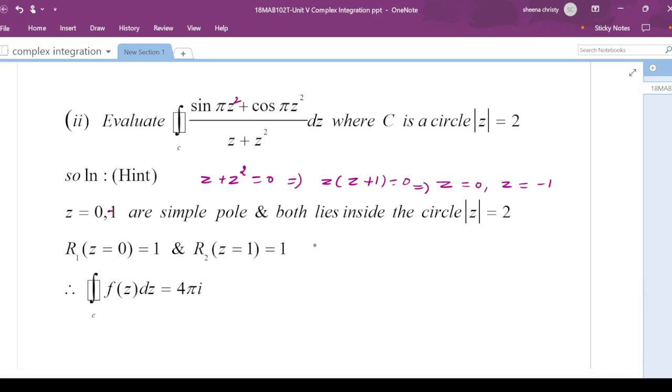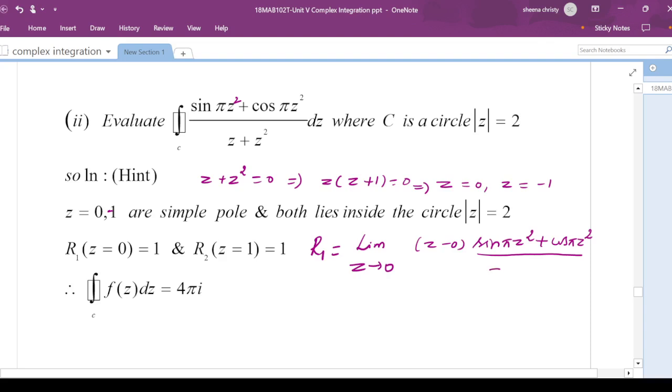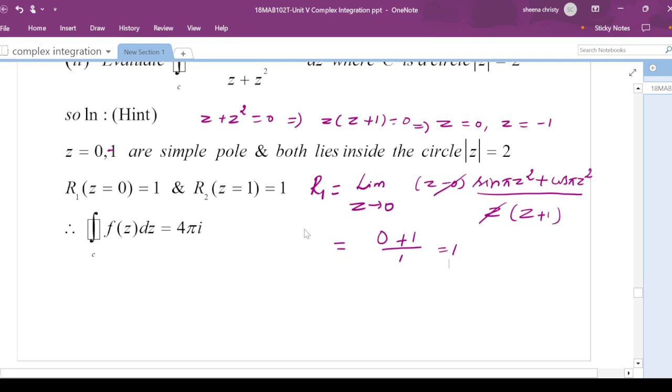So how to find R1? R1 is equal to limit z tends to 0, (z minus 0) into (sin pi z square plus cos pi z square) divided by z into (z plus 1). So these two get cancelled. Now put z equal to 0. Sin 0 is 0 plus cos 0 is 1, divided by 1. It gives you 1.